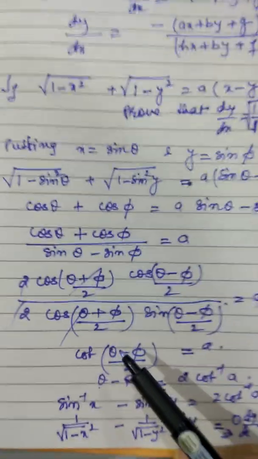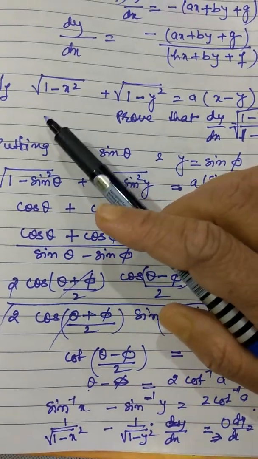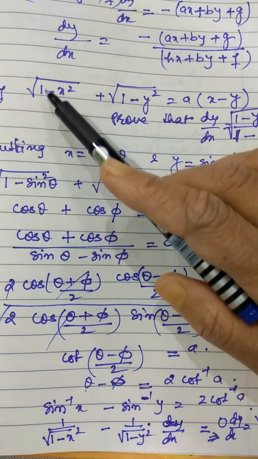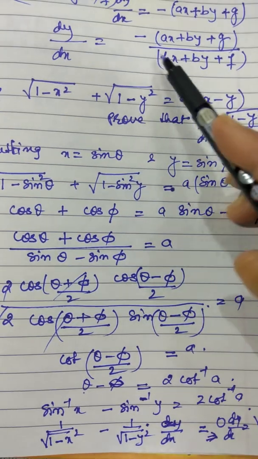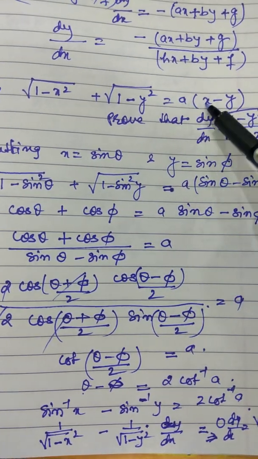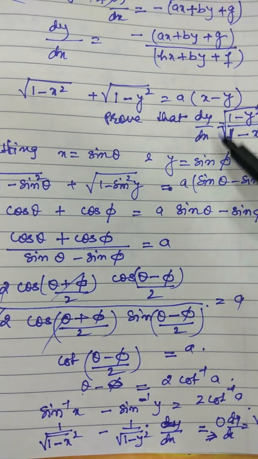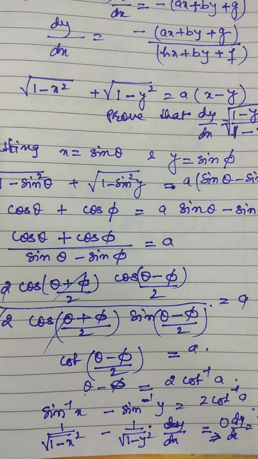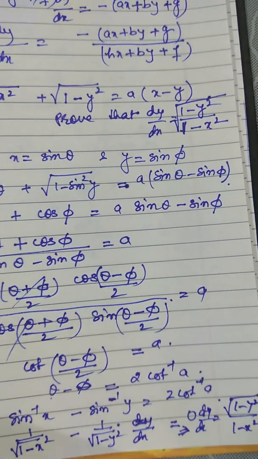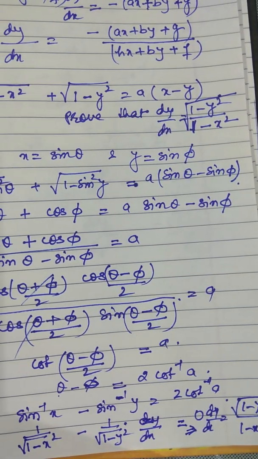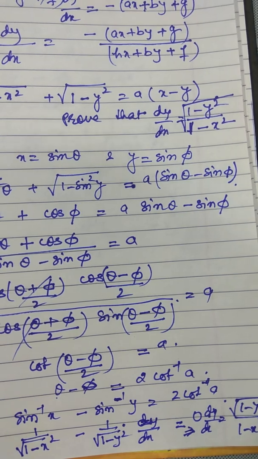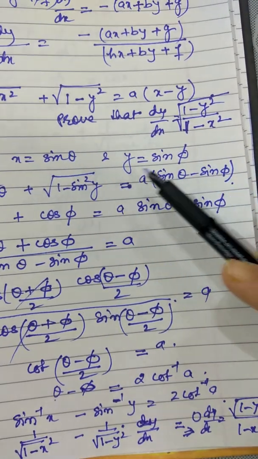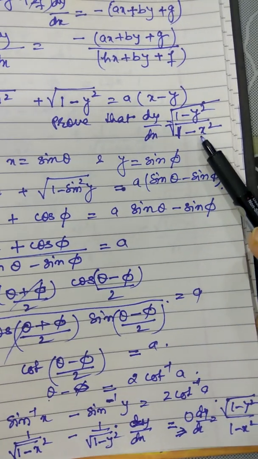Another one. If √(1 − x²) + √(1 − y²) = a(x − y), prove that dy/dx = √(1 − y²)/√(1 − x²). So put x = sin θ and y = sin φ.